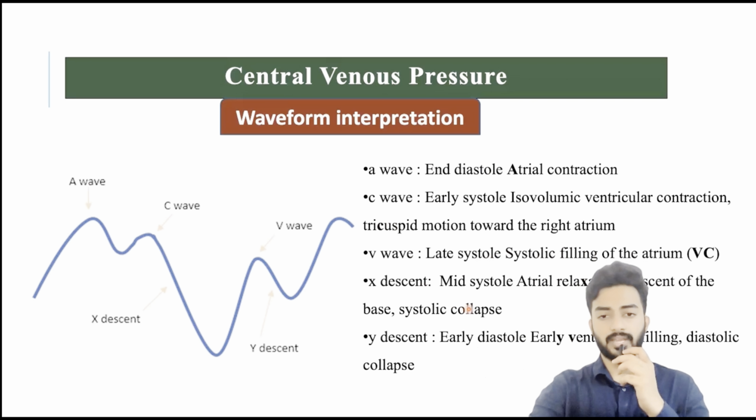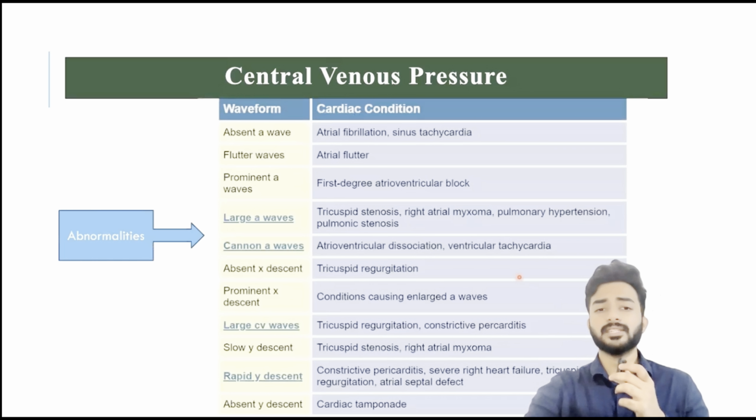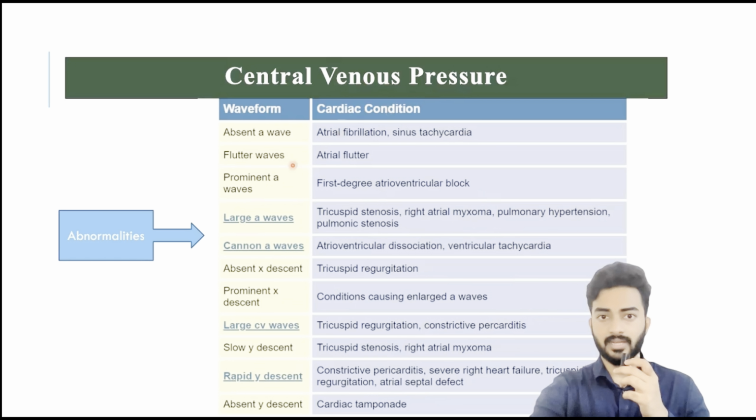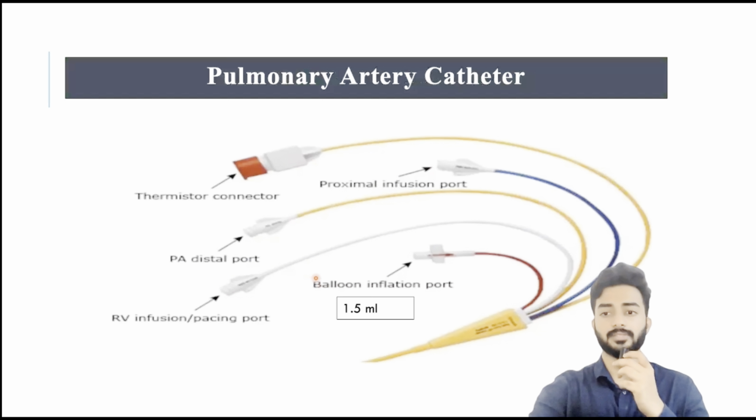So we have two negative deflections. That is X descent, because of atrial relaxation, and we have Y descent because of early ventricular filling. These are the most common abnormalities which can be seen in the CVP, and they denote certain things. For example, absent A wave can be seen in atrial fibrillation. And in case of tamponade, we have absent Y descent. Tricuspid regurgitation is also present. Large C waves and absent X descent can be present.